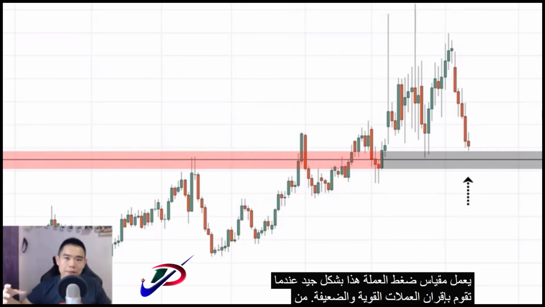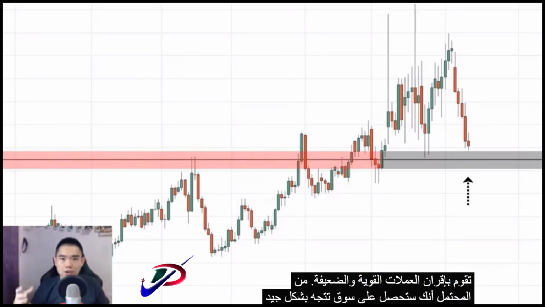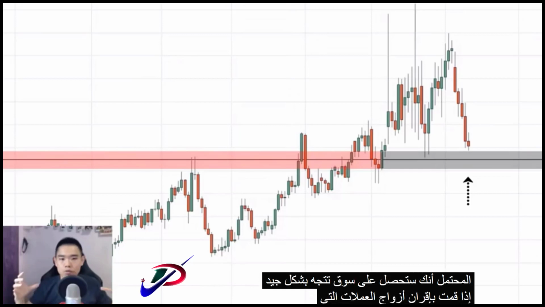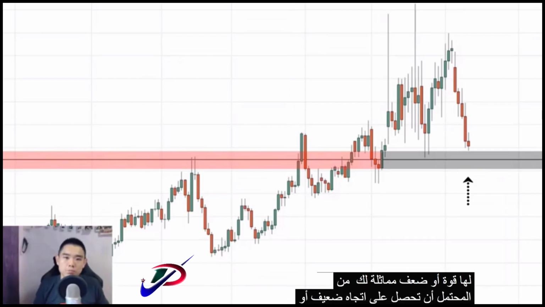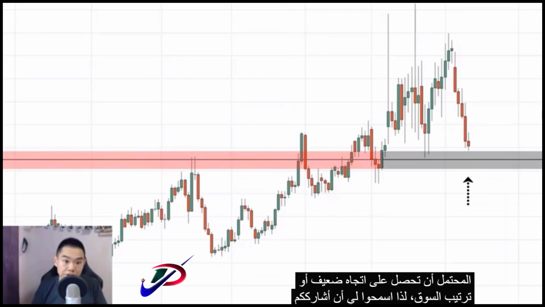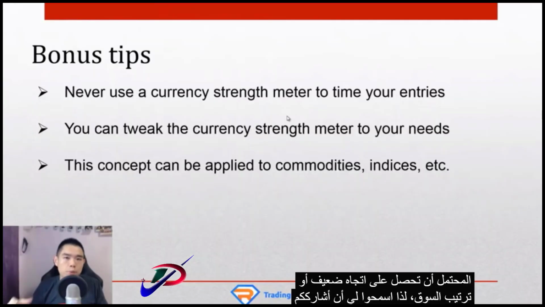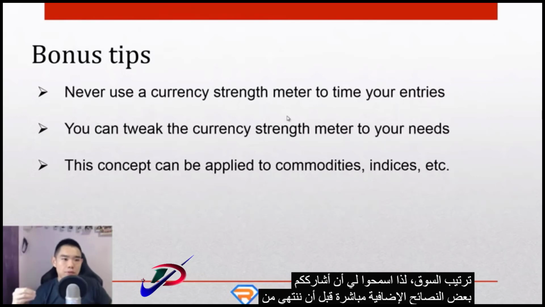So can you see how this currency strength meter works? When you pair the strong and the weak, chances are you'll get a nice trending market. If you pair currency pairs which are of similar strength or weakness, you will probably get a weak trend or a range market. So let me share with you a few bonus tips right before we end off today's video.